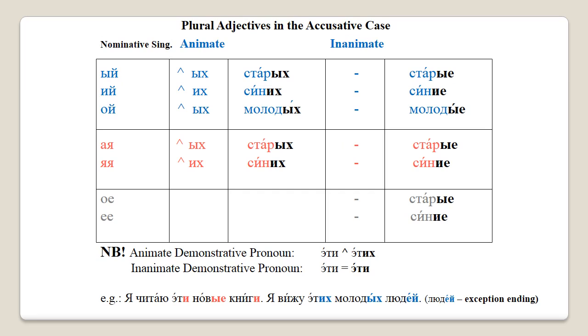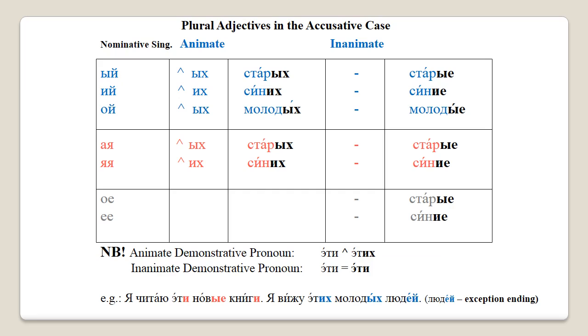Now let's move on to plural adjectives in the accusative case. As we can see, all inanimate adjectives, masculine, feminine, and neuter, do not change their ending in plural accusative case form. And there are only two possible endings for animate masculine and feminine adjectives, их and их. Let's go through these together.